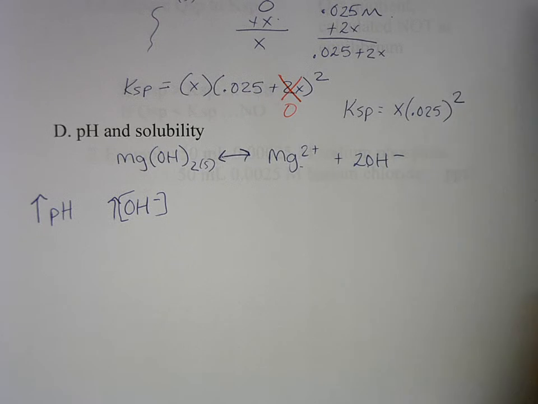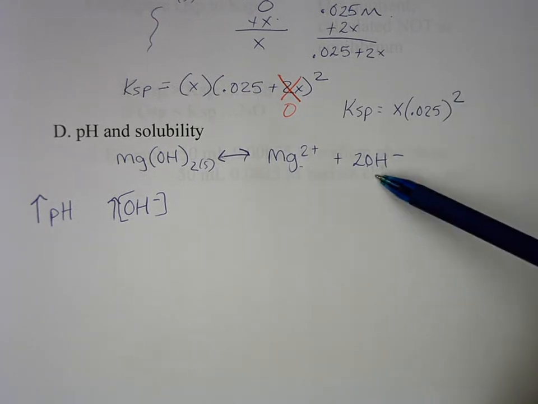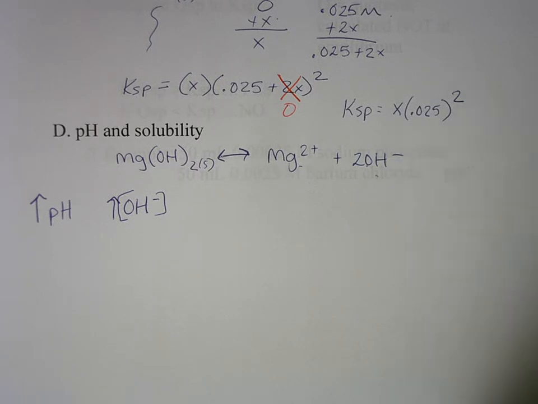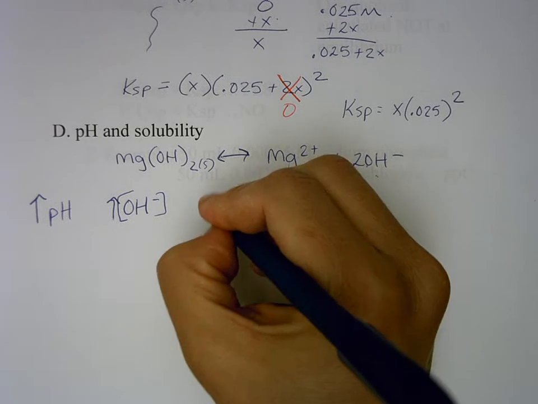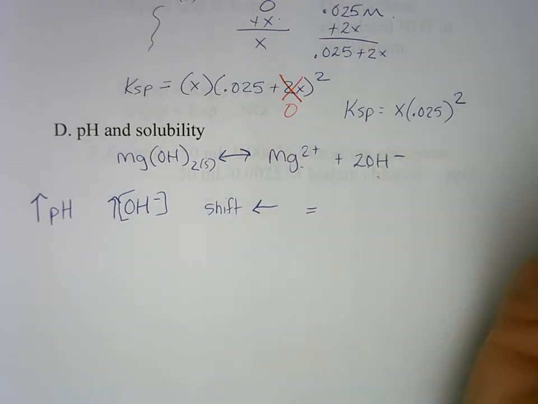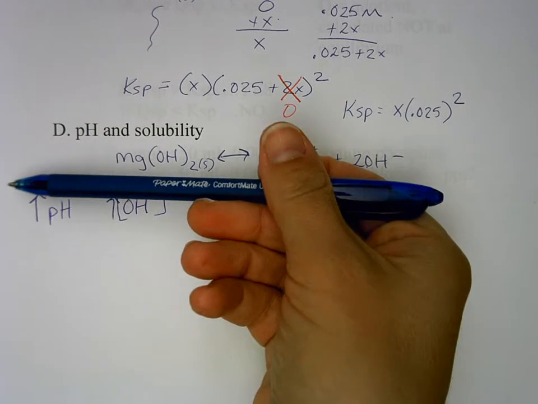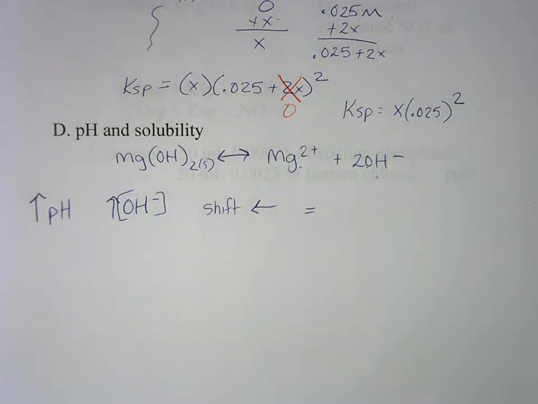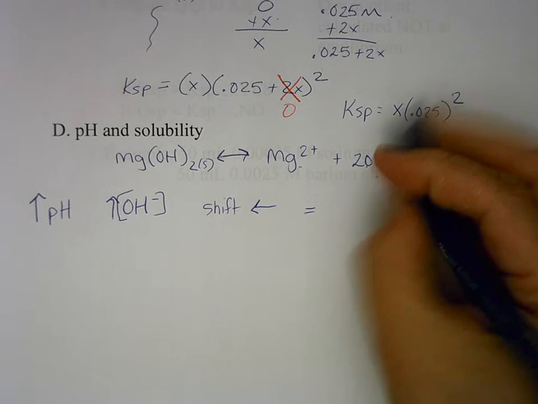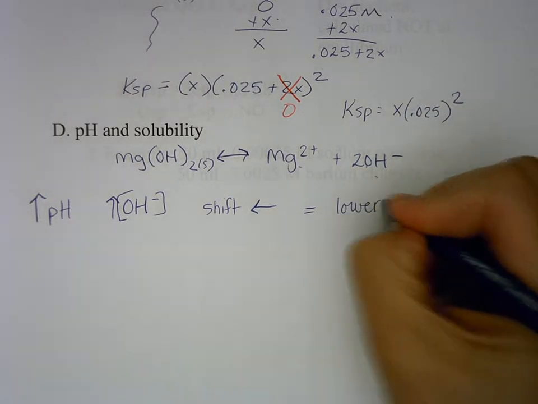Le Chatelier's principle says that if I increase the hydroxide ion concentration, which direction is it going to shift? To the right or to the left? Okay, so it's going to shift to the left. Which means if it shifts to the left, you're going to have less ionization, less products being formed over here, which is the same thing as saying lower solubility.